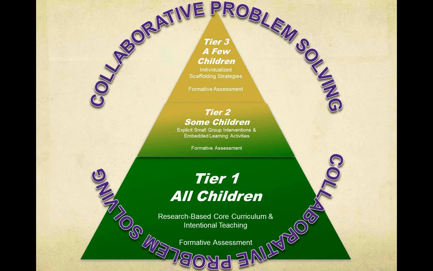And in terms of going from tier one to tier three, we have that interaction between formative assessment and instruction, where the results from formative assessment determine which children receive those additional supports at Tiers 2 and 3. We also see our triangle is surrounded by the collaborative problem-solving approach that I referred to earlier, in which teachers interact around the three tiers in order to identify which children need additional supports and how to use their data to both implement those supports and also gauge their effectiveness.